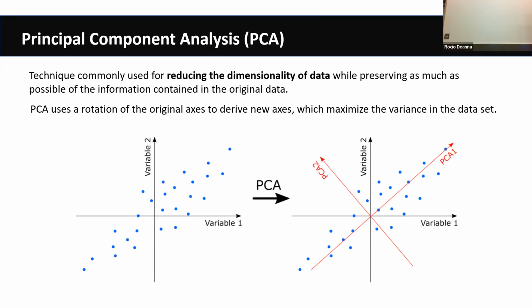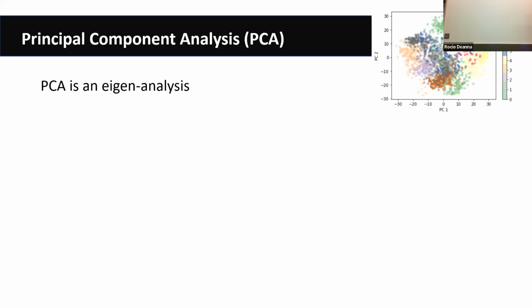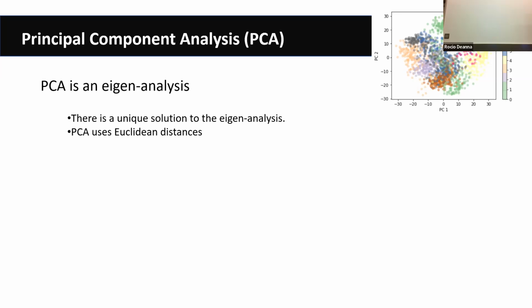So the PCA, what it does, we plotted all this data, we have the variables. It uses a rotation of the axes to maximize the variance in the data set. The PCA is an eigenanalysis, so there is a unique solution and it uses Euclidean distance. We cannot choose the distance that we are using. And also the axes are orthogonal to each other, so they are independent.